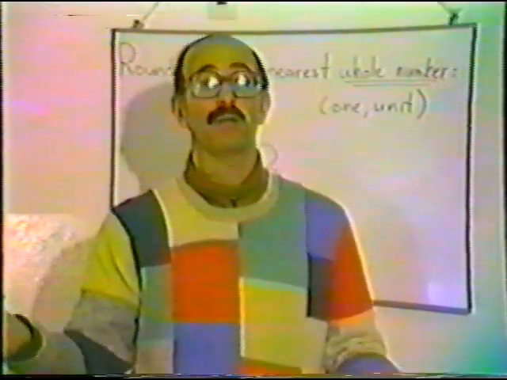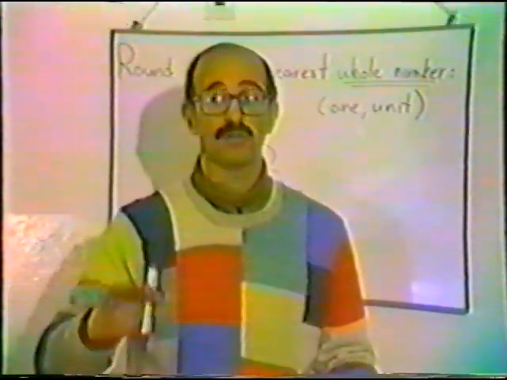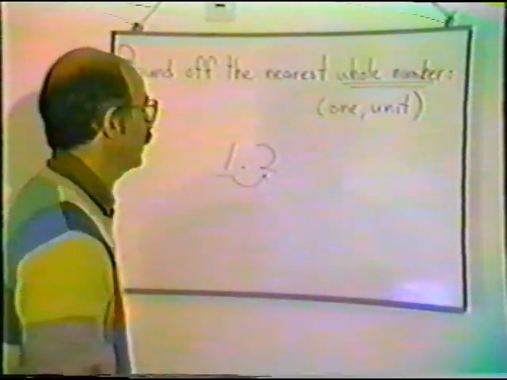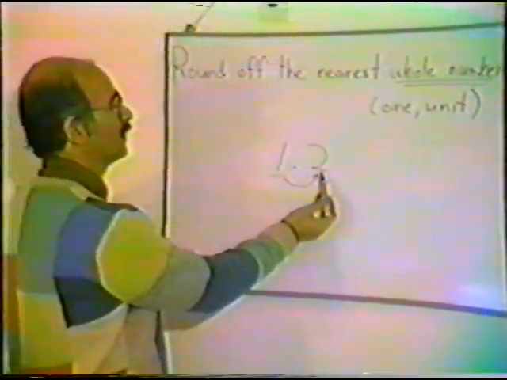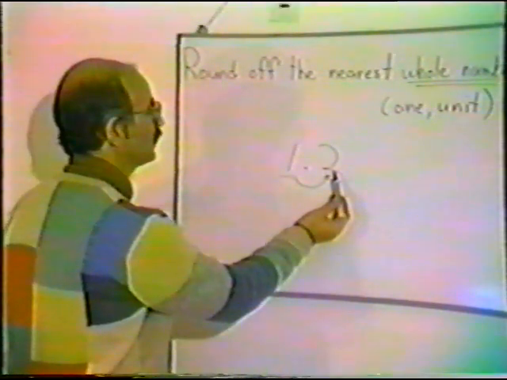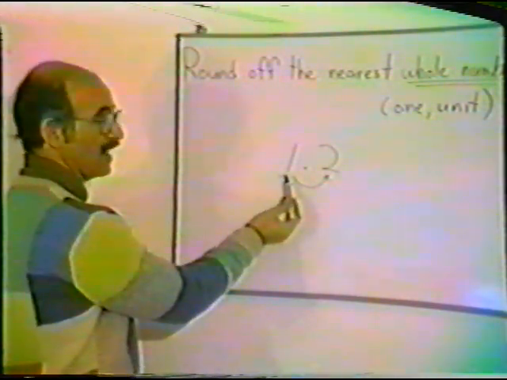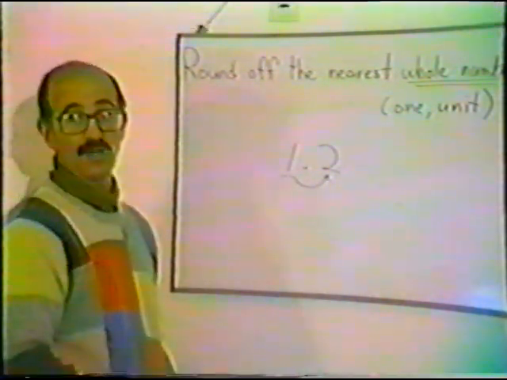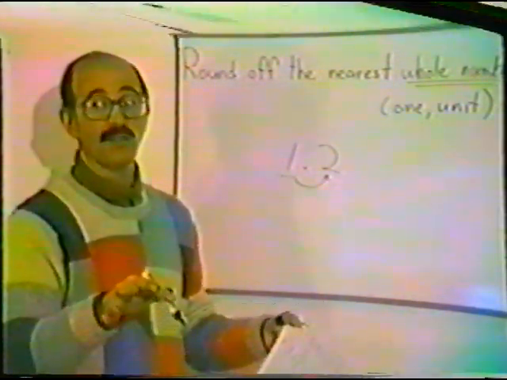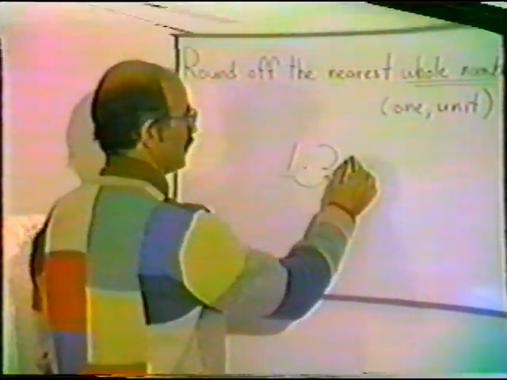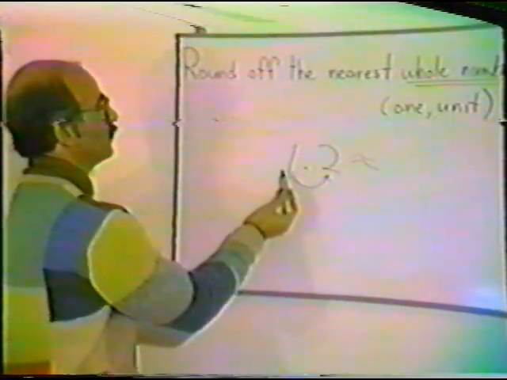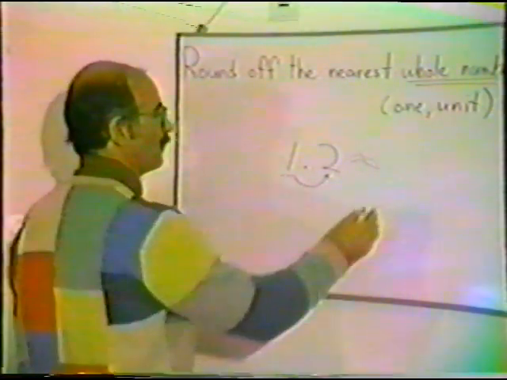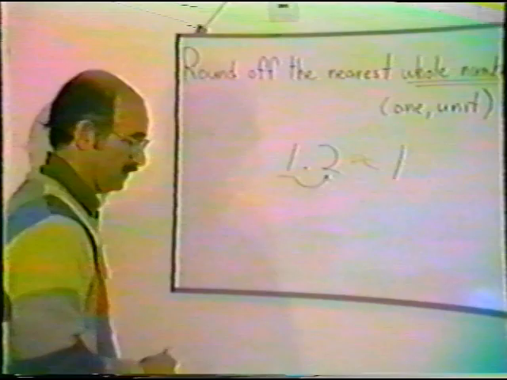But if it's 4 or 3 or 2 or 1, 4 or below, we will stay the same. Is this number 5 or above? No. So the 2 tells us that the 1 stays the same. The two things you could say to me are goes up or stays the same. And this time it stays the same. And we say that 1 and 2/10 rounded off to the nearest whole number is 1.